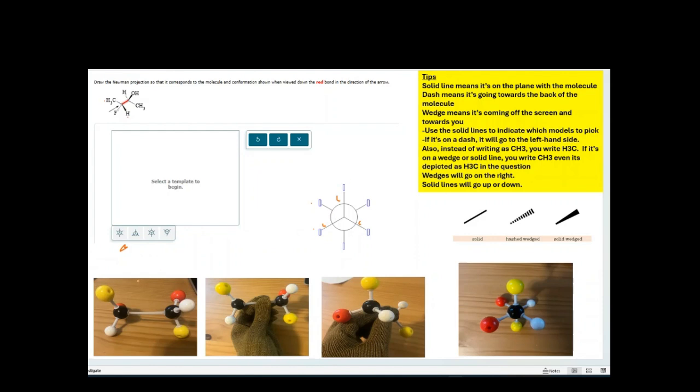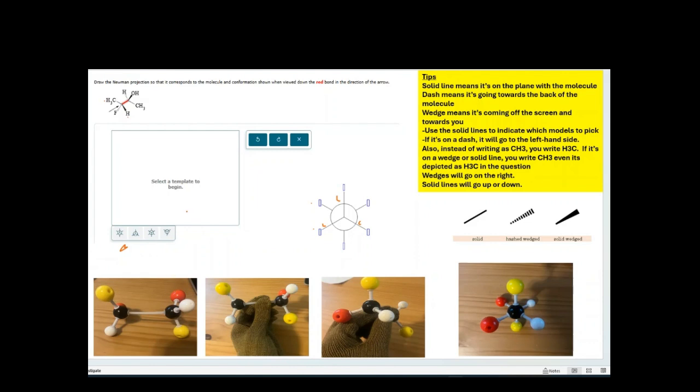I have my stick and ball model just to show you. The compounds in yellow in my model kit are considered on the line and on the plane, so as you see, they're not coming towards you or going away from the screen. The white ones are the hydrogens, and they're considered to be on the wedge, so they're coming towards the screen and towards you. The oxygens I have here in red towards the back would be considered on the dash, because they're going backwards.